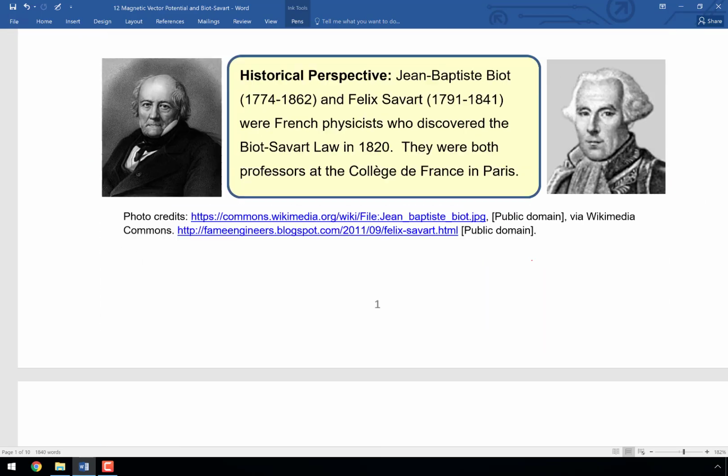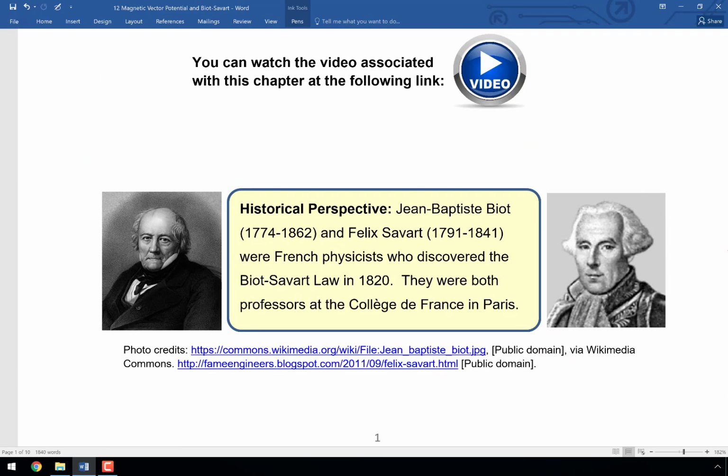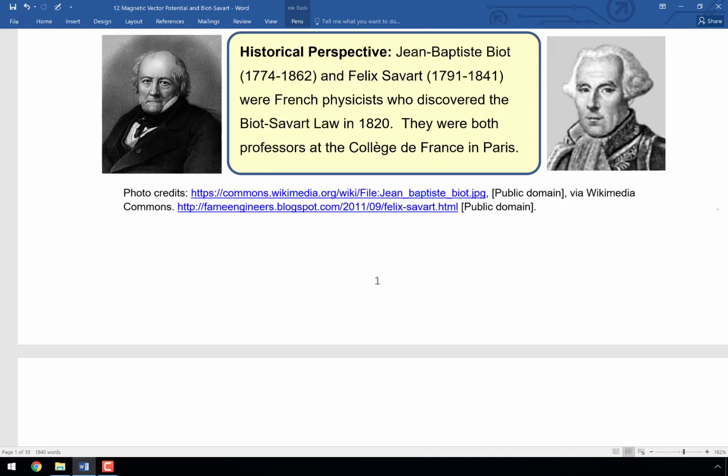When we talk about a chapter in which the names of two physicists appear in the title, you probably would guess that I would highlight them in the historical perspective. And sure enough, here's Jean-Baptiste Biot and Félix Savart, the two scientists who discovered the Biot-Savart law in 1820. It's amazing to me how advanced things had been even in 1820.